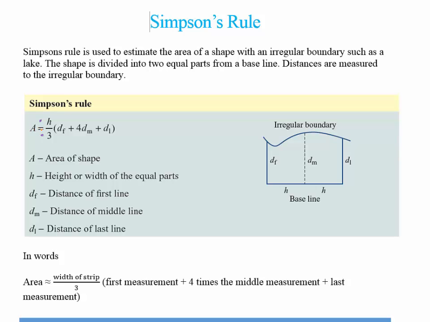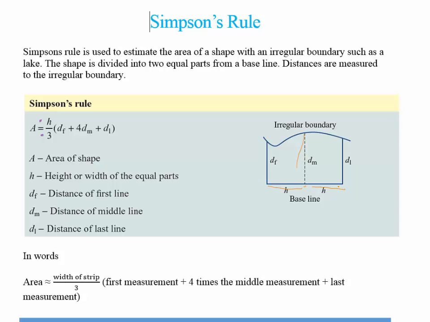The area is approximately equal to, and can you put the approximate signs in there, h on 3 (df + 4dm + dl). Now, it looks very confusing, but it's really not. A is the area of the shape. h is the height or the width of the equal parts. So what we have is our field, and we divide it into equal parts. And this height here is how we divide it equally.